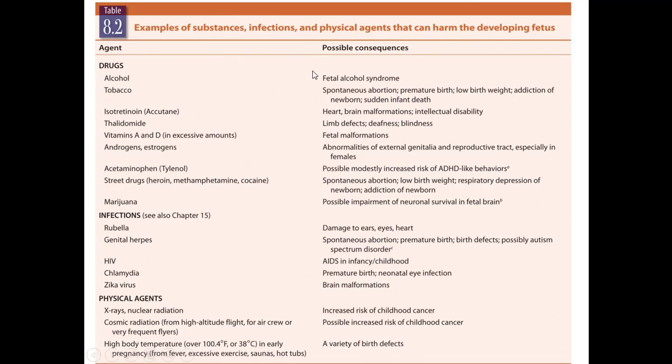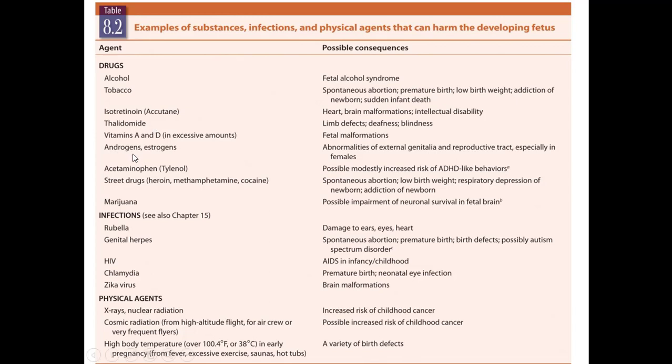Alcohol could result in fetal alcohol syndrome. Tobacco, spontaneous abortion, low birth weight. Accutane, it's taken for acne treatment. This can cause heart, brain malformations. Babies born could be intellectually disabled. Thalidomide. This is a chemotherapeutic agent for myeloma, for a cancer. This can cause limb defects, deafness, blindness.